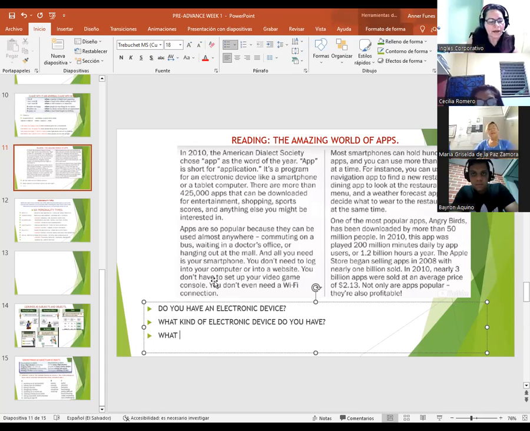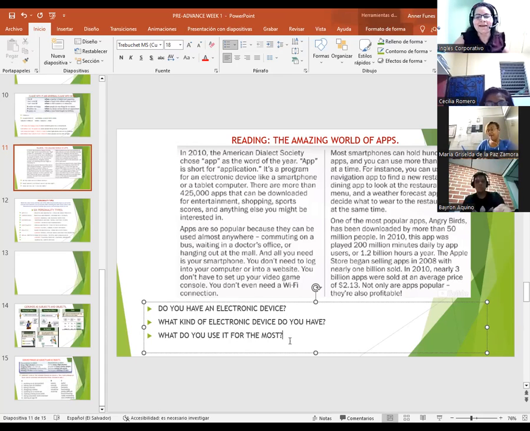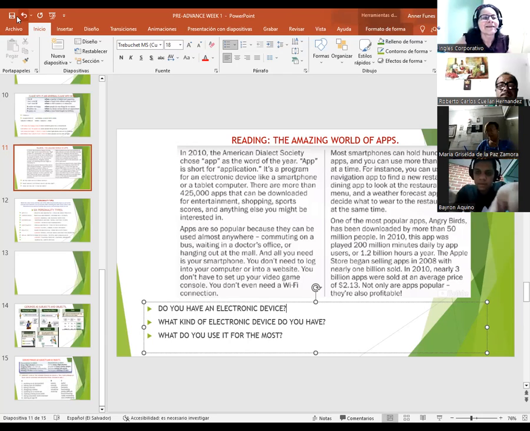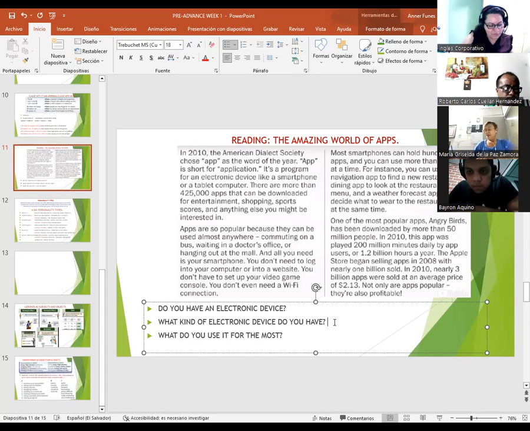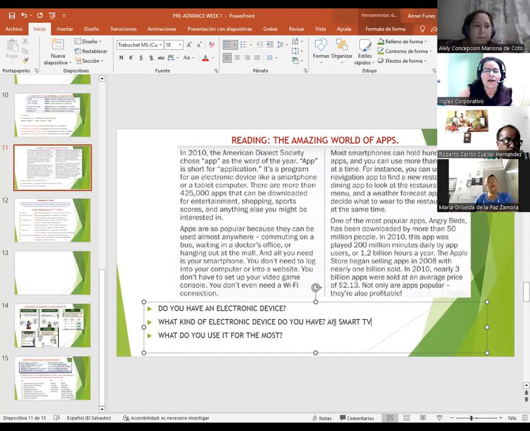What do you use it for the most? Okay. These are the questions. Do you have an electronic device? You said yes. You told me yes. What kind of electronic device do you have? A smart TV, right? A smart TV. And what do you use it for the most?